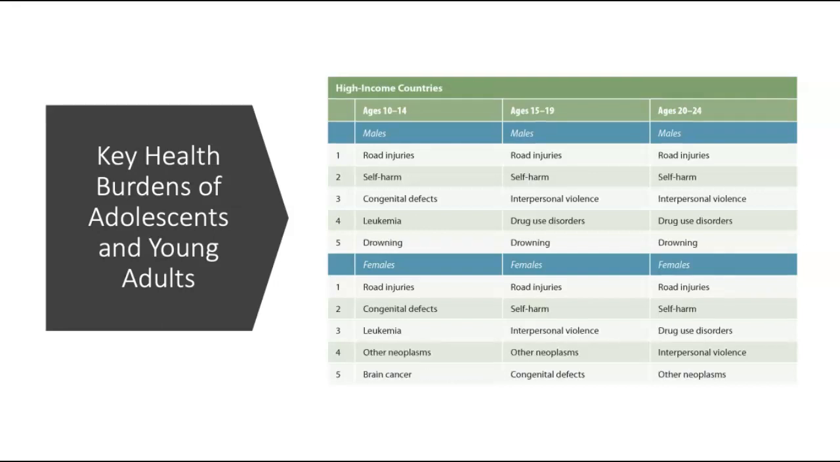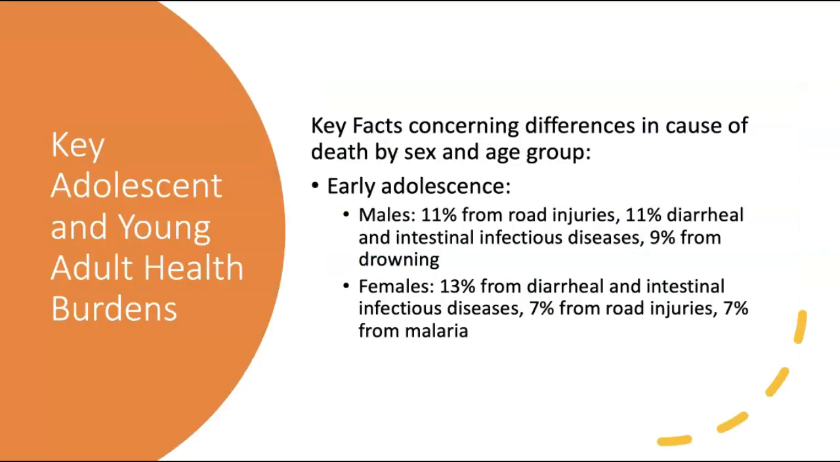And then in the high income countries, you've moved away specifically from communicable diseases. Now you're into road injuries, self-harm, interpersonal violence, drug use, and drowning. For females, again, road injury, self-harm, interpersonal violence, and getting into a little bit more cancers, such as brain cancer. So it's interesting how you can see the transition from low income countries to higher income countries. This is just kind of an overview.